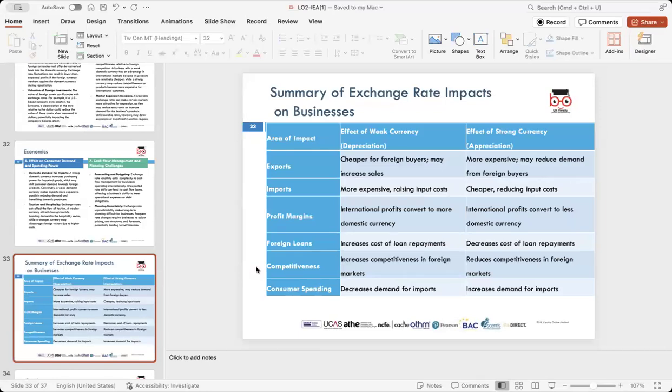Foreign loans: effect of weakened currency, increased cost of loan repayment; effect of strong currency, decreased cost of loan repayments. Competitiveness: weak currency depreciation increases competitiveness in foreign markets, and strong currency appreciation reduces competitiveness in foreign markets. Consumer spending: weak currency depreciation decreases demand for imports, and strong currency appreciation increases demand for imports.